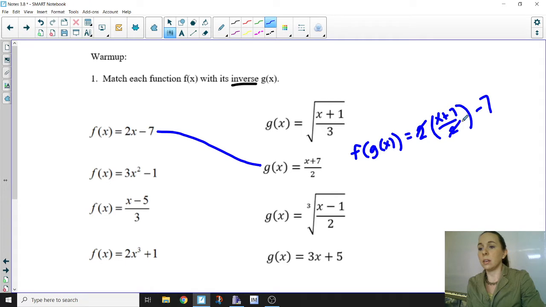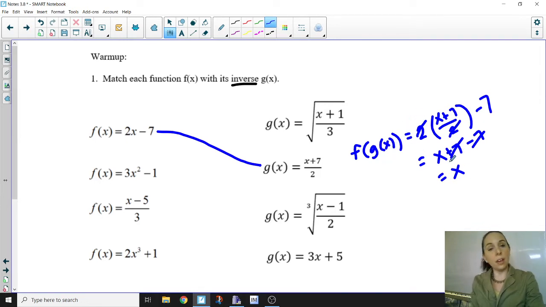These multiply to 1. I then have x plus 7 minus 7. These add to 0, and the result is x. Now, technically, you should check g of f of x as well and make sure that when you take 2x minus 7 and sub it in right here, you also get x. I'm not going to write that out. I think we can see that that would happen, and so therefore these are definitely inverses.